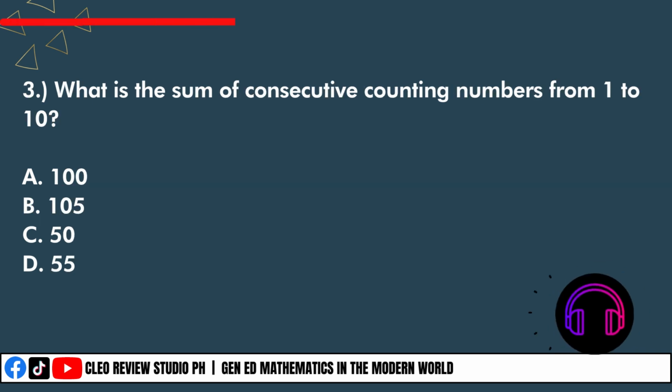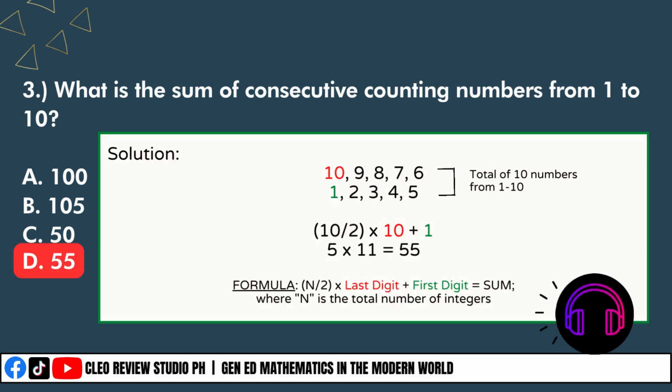What is the sum of consecutive counting numbers from 1 to 10? A. 100, B. 105, C. 50, D. 55. The correct answer is option D, 55. Maraming paraan para masolve to, pero gaya ng palagi kong tinuturo, ibibigay ko lang ang mga paraan how to solve faster. Anyway, nasa screen na rin ang solution ko. If you still don't get it, don't hesitate to ask in our comment section.